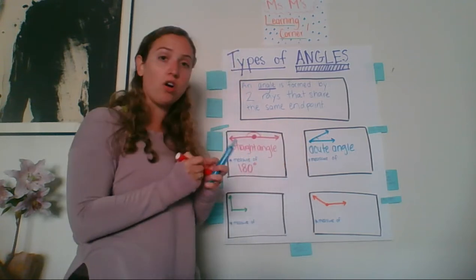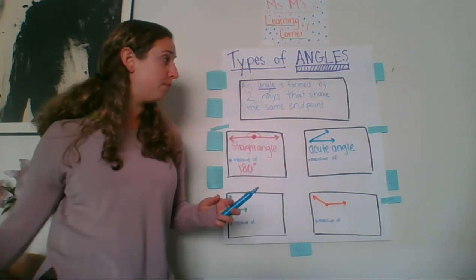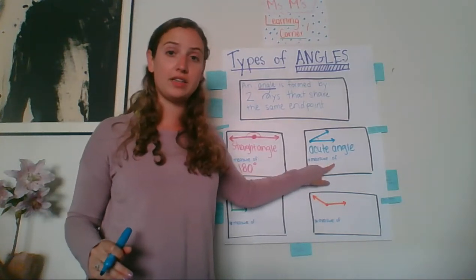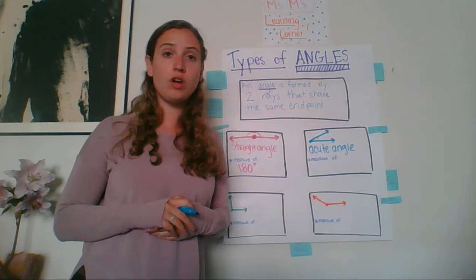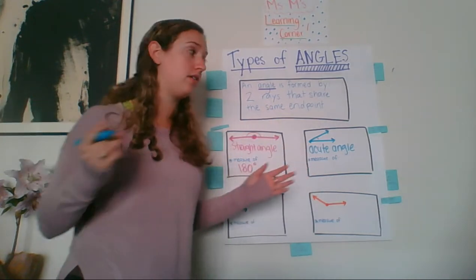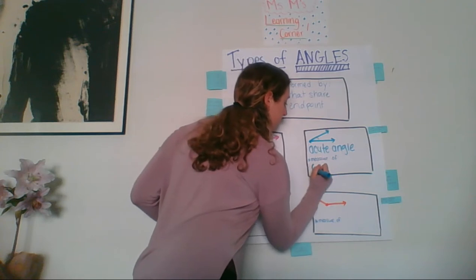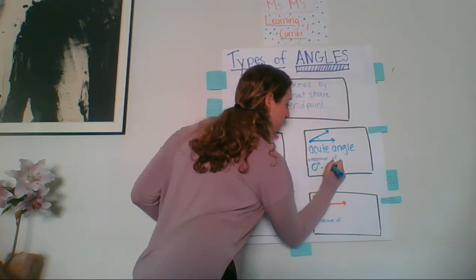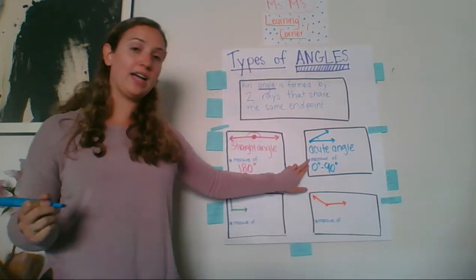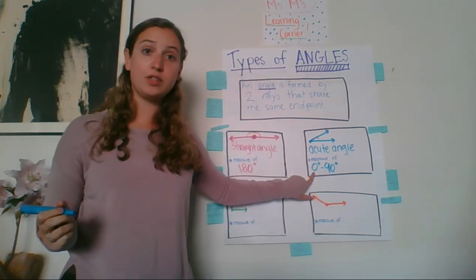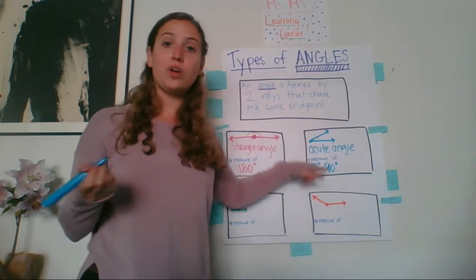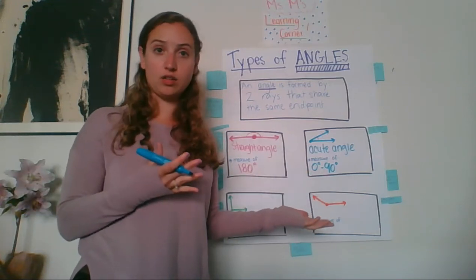An acute angle also has a measure between 0 and 90 degrees. So an acute angle can be any degree in between 0 and 90. So I wrote has a measure in between 0 degrees and 90 degrees, or we could write less than 90 degrees.